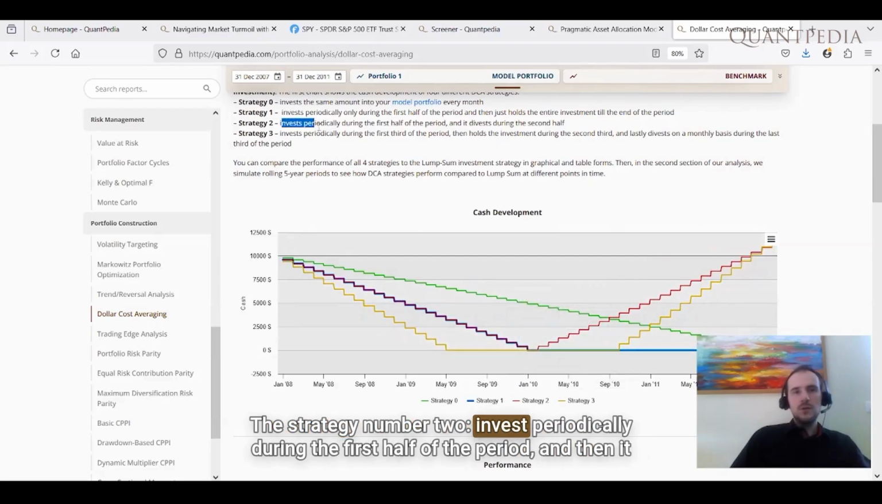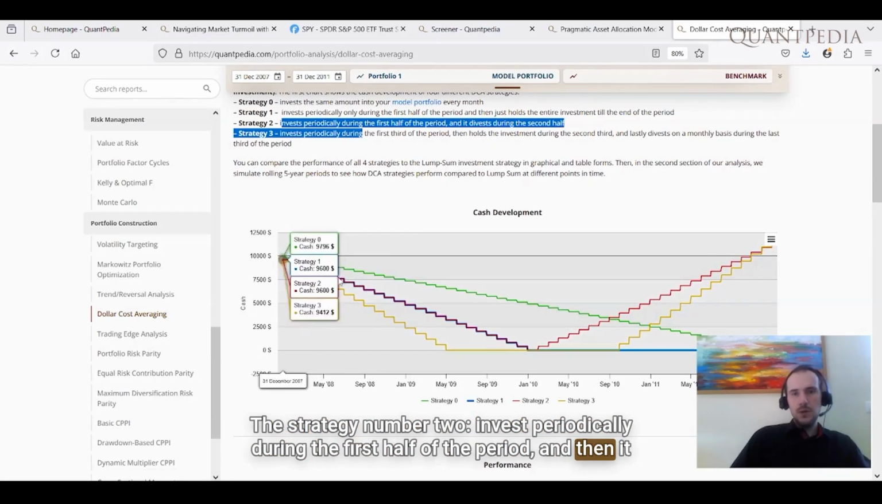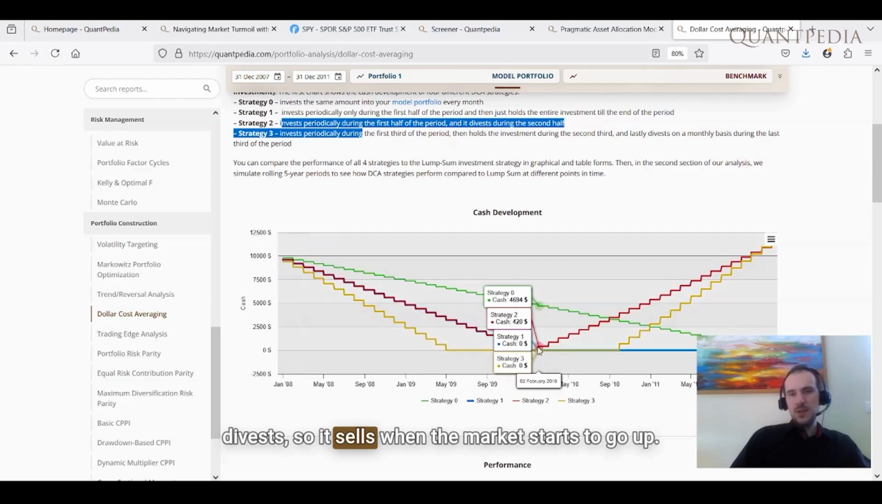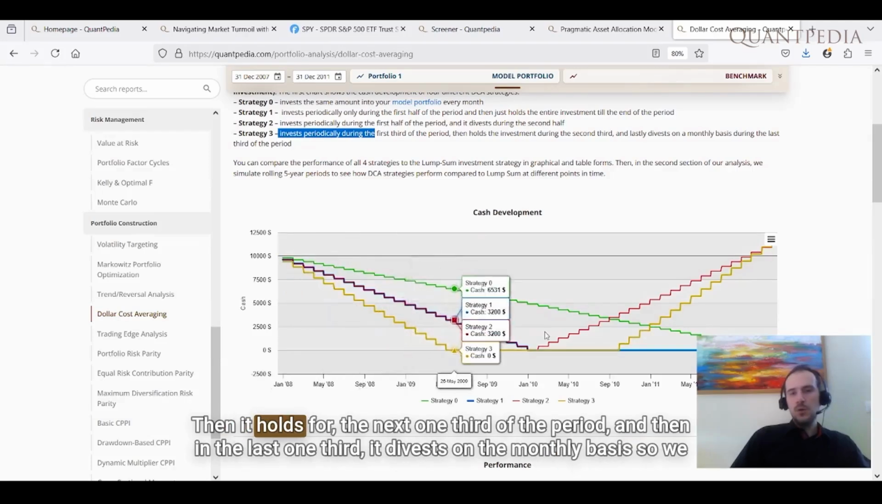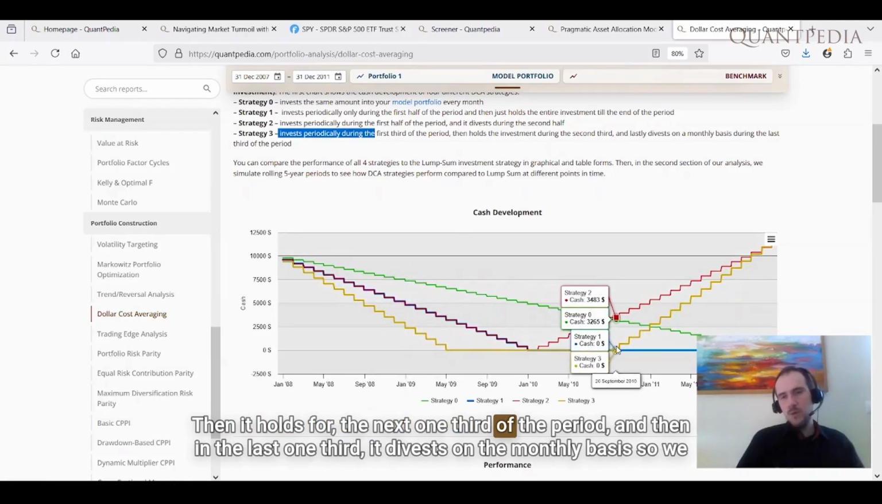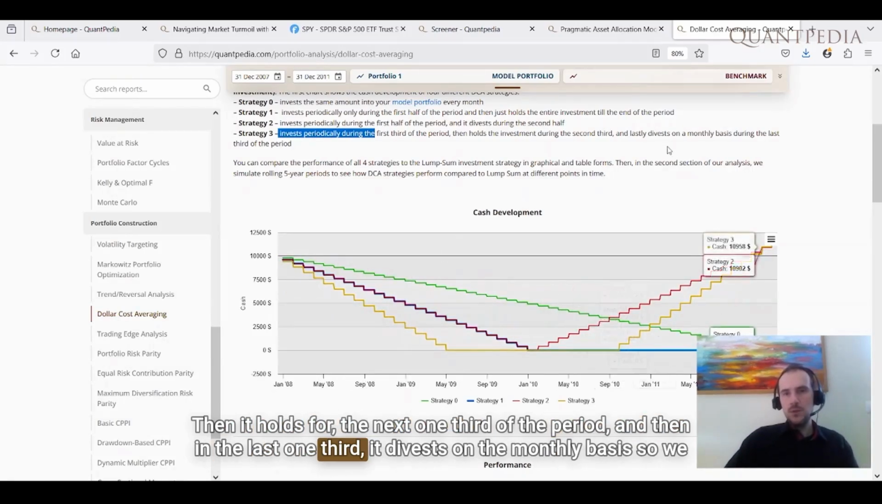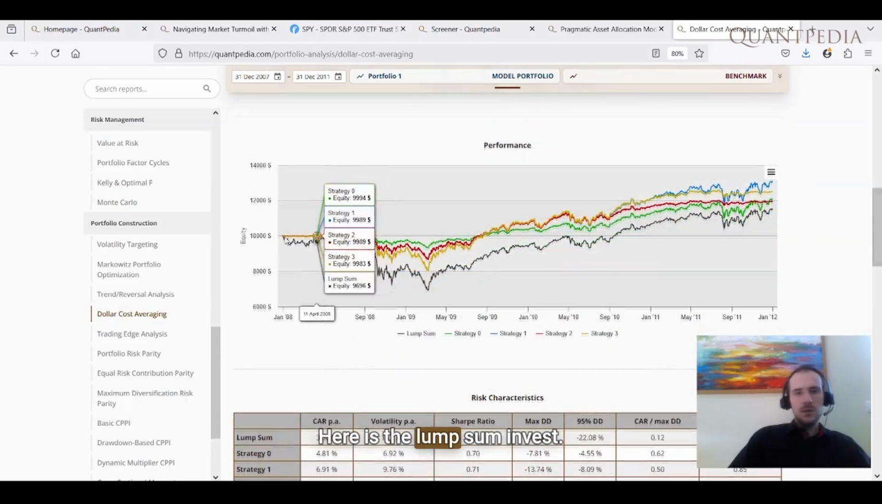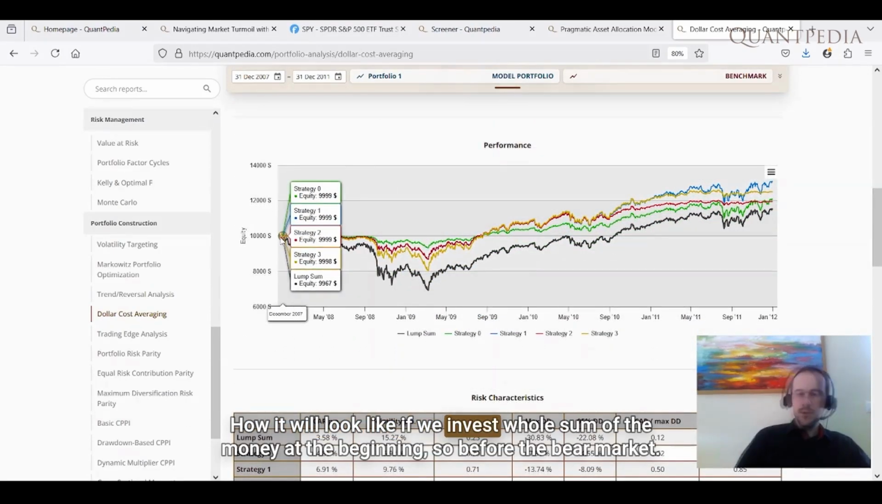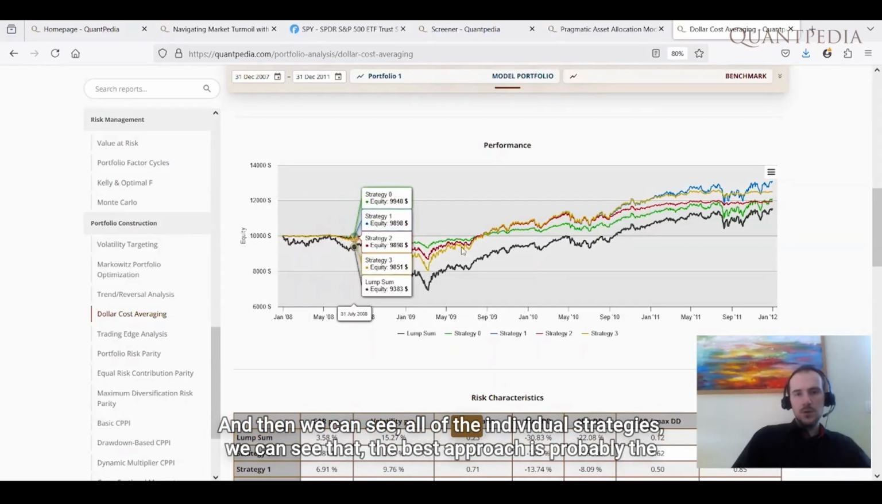Strategy number 2: invest periodically during the first half of the period, and then divest, so it sells when the market starts to go up. And strategy number 3: invest periodically during the first third of the period, then hold for the next third, and then in the last third divest on a monthly basis. We can check how all 4 strategies would perform, and which one is the best when we are entering the bear market. Here is the lump sum investment, how it would look if we invest the whole sum of money at the beginning, before the bear market. And then we can see all of the individual strategies.